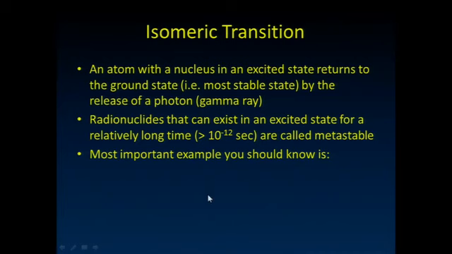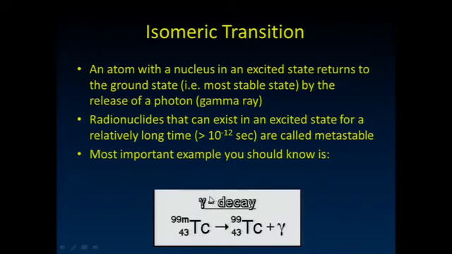And the most important metastable radionuclide that you should know of that decays via isomeric transition is technetium-99m. As a matter of fact, technetium-99m, the M is for metastable. And clearly technetium-99m is a real outlier there, because it exists in that excited state for quite a bit of time. We've talked about the fact that its half-life is around 6 hours.